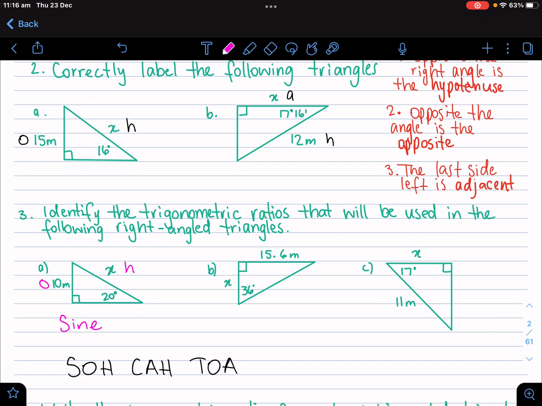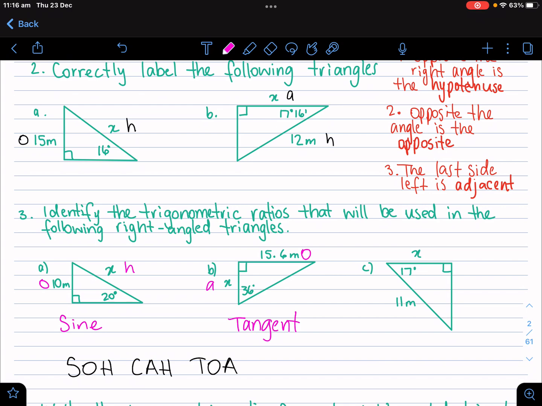With 3B, you have hypotenuse. Well, there's nothing there. So I'm going to leave hypotenuse. Then opposite the angle is opposite, so that's going to be O. And the last one left is adjacent. So I'm using O and A. Which one of these trig ratios uses O and A? Soh, Cah, Toa. There we go. It's tan. So this one is going to use the tangent or tan ratio.